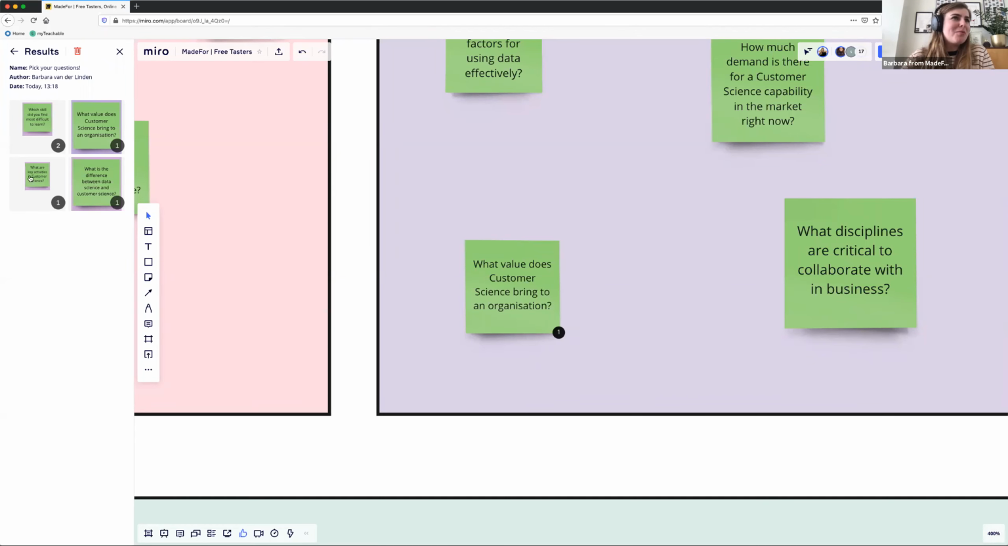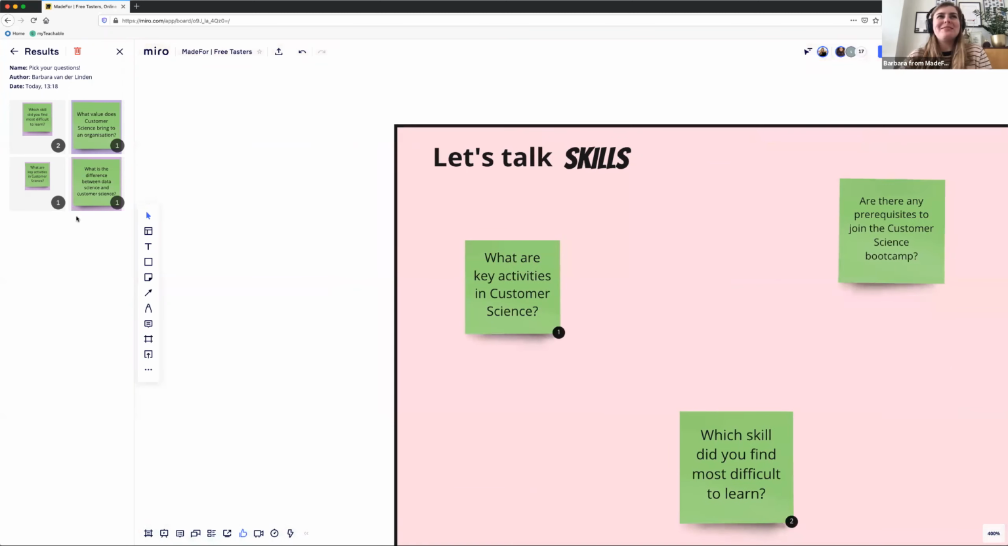I see two more voted ones. So let's also have a look at what stickies have been put on the board. But Kwan, I think you've already mentioned some key activities in customer science, but are there a couple of other ones that you can elaborate on?